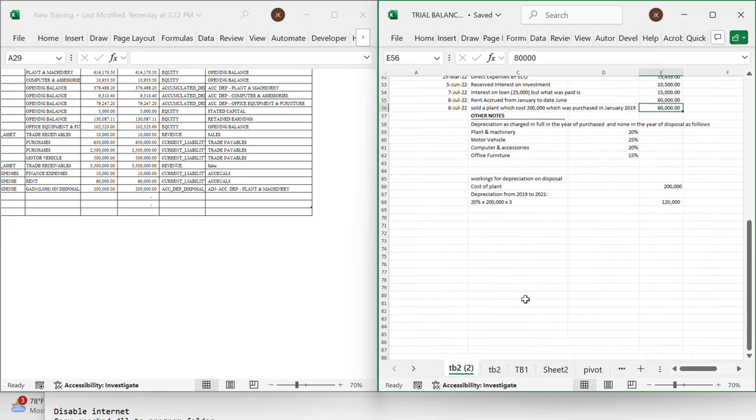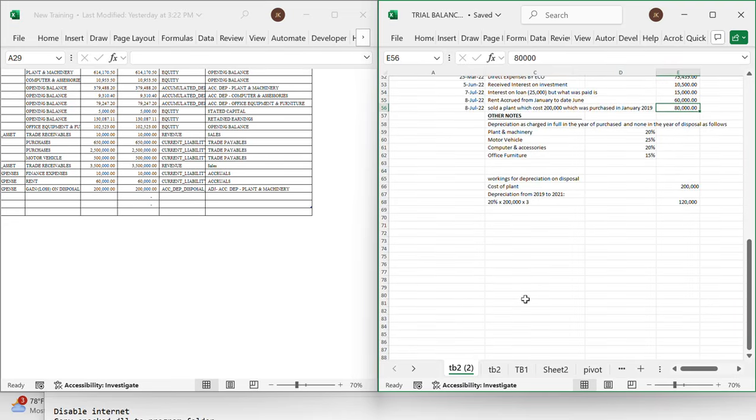Now, the other one is the accumulated depreciation on the disposed assets. It is required that you debit the accumulated depreciation, and you credit the disposal account. And here lies the case that we've already maintained that for the disposal account, we are going to replace it with gain or loss on disposal.